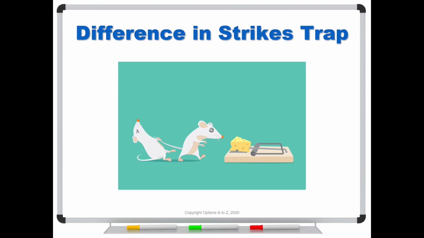I thought this would be a perfect time to talk about one of my favorite topics, what I call the difference in strikes trap. And it's very common in markets like these. When I say markets like these, I'm talking about mid-March of 2020, when the markets are imploding because of the coronavirus scare and the volatility is spiking through the roof.